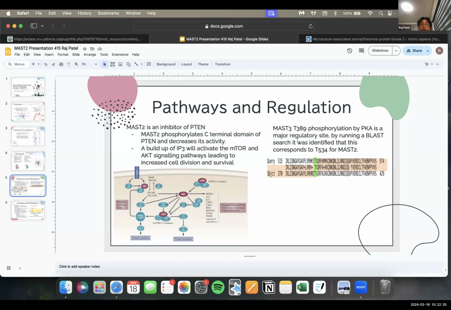So for MASP3, threonine 389 is phosphorylated by PKA, and this is an extremely major regulatory site for MASP3. And so I wondered whether or not this would be extremely important for MASP2 as well, and if it'd also be present. And so it actually is present. I ran a BLAST search, and it indicated that threonine has just shifted over to position 354 for MASP2.